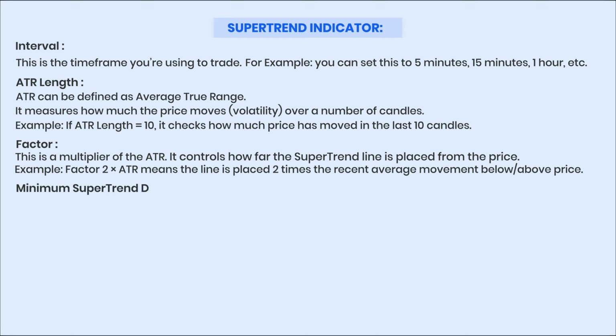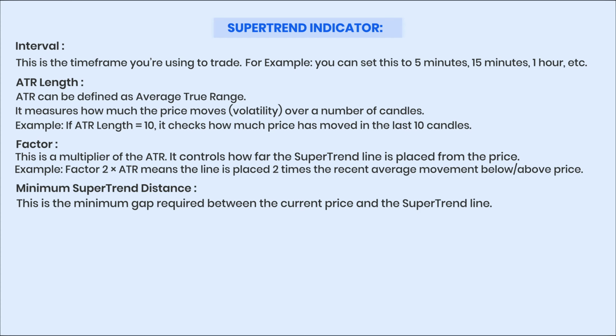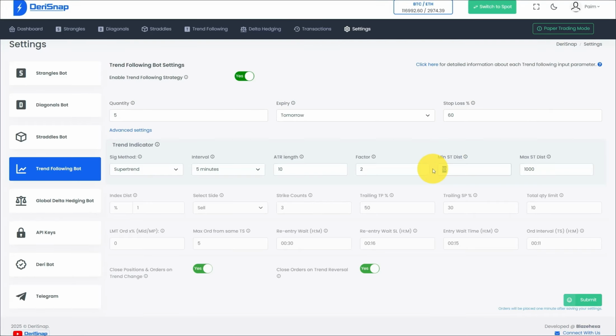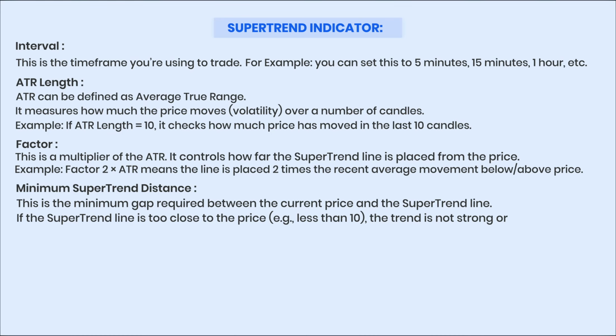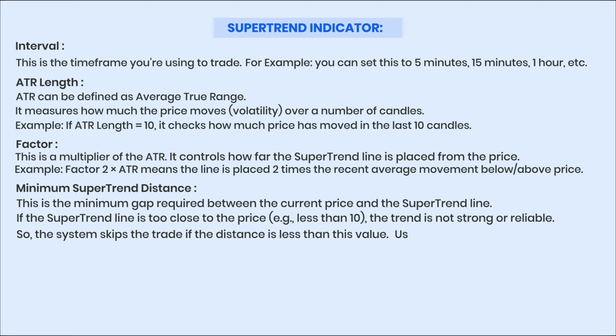Minimum SuperTrend distance. This is the minimum gap required between the current price and the SuperTrend line. If the SuperTrend line is too close to the price, example less than 10, the trend is not strong or reliable. So, the system skips the trade if the distance is less than this value. Use it to avoid weak trends.